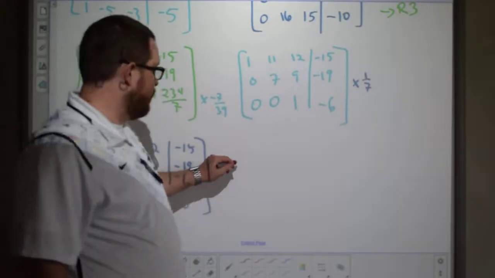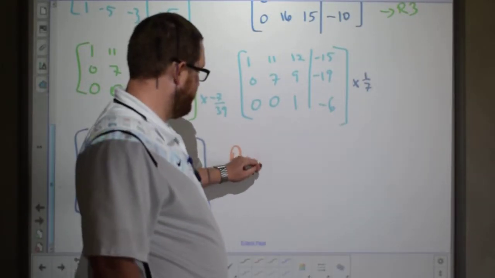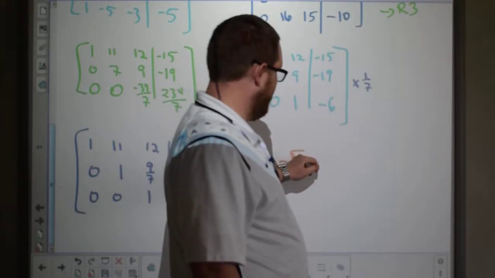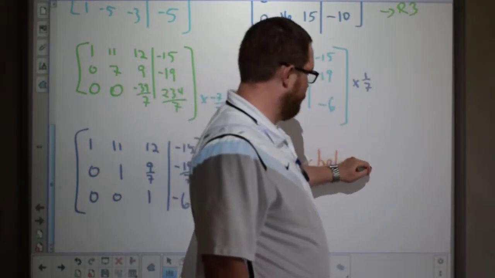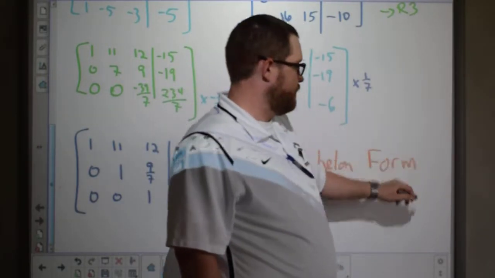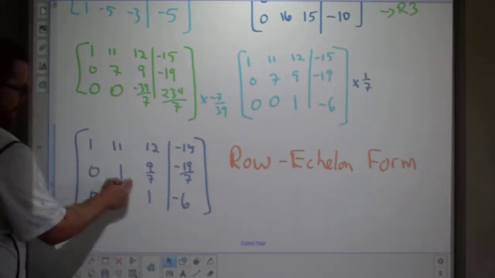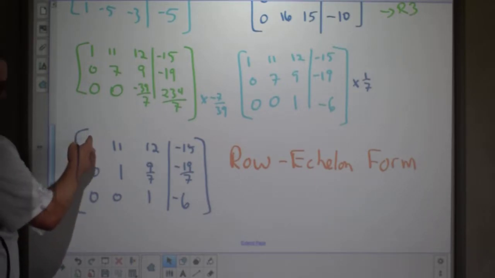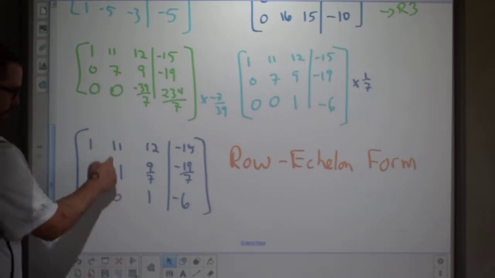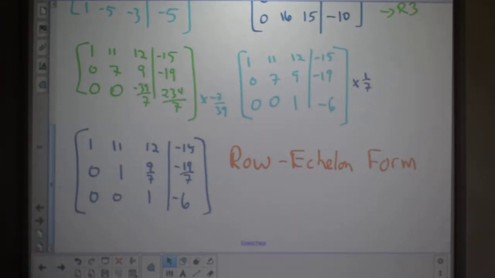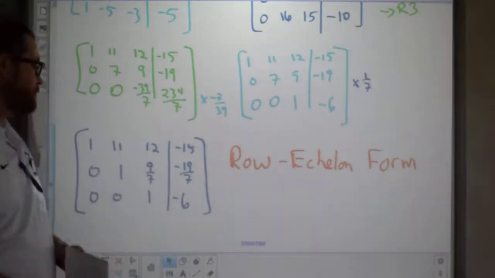This right here is called row echelon form. Because I have half of the matrix done. I've got the 1s in the middle and I got the 0s here. I don't have the 0s here. If I wanted to, though, I could stop and solve this problem.